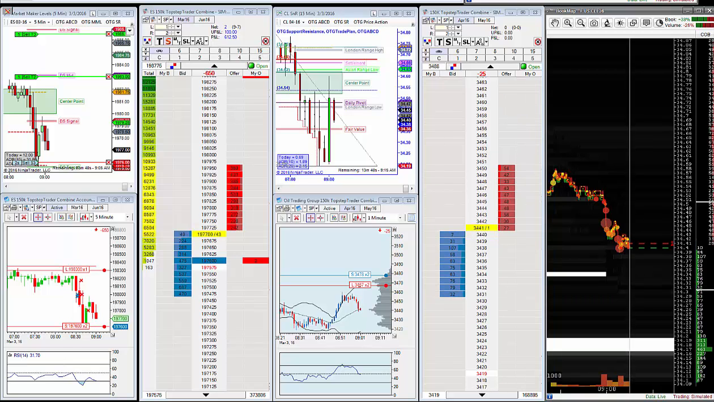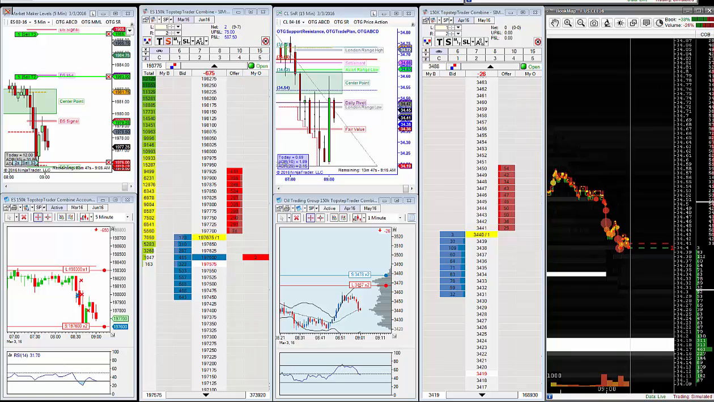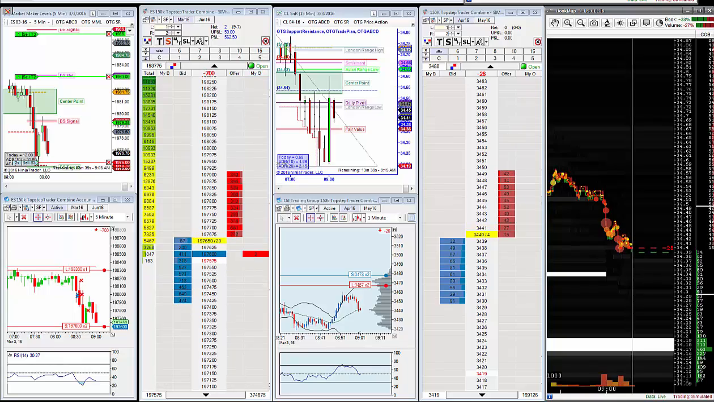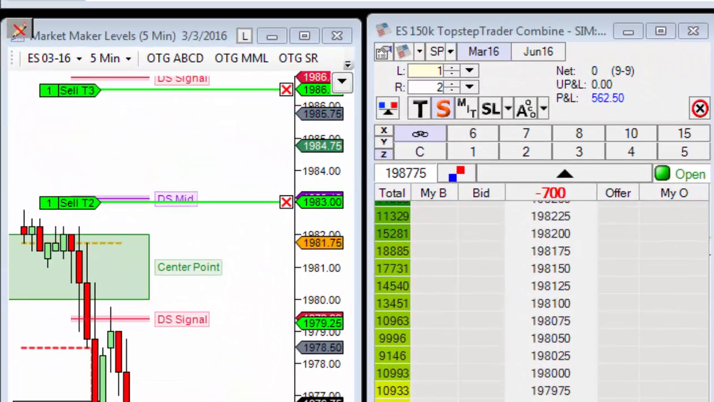NQ making new lows. NQ trying to drag it down. So this is probably going to take me out here on the ES. That's my guess. At break even. Yep, and there's a slam down into 76.5 and out.